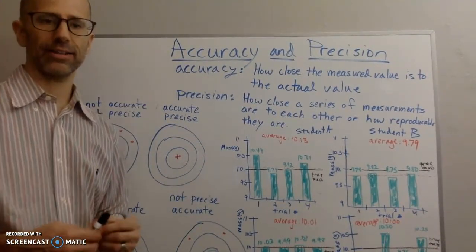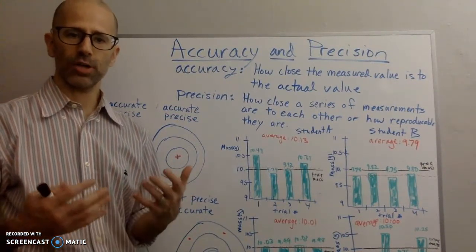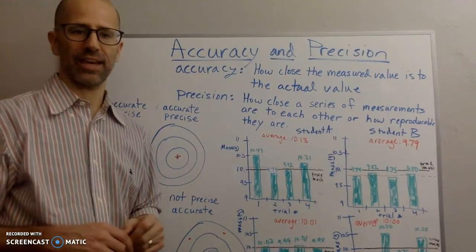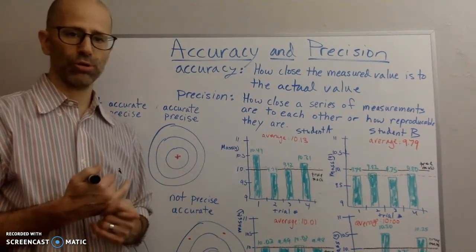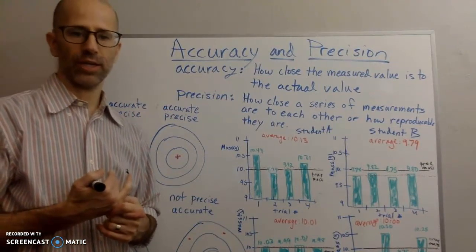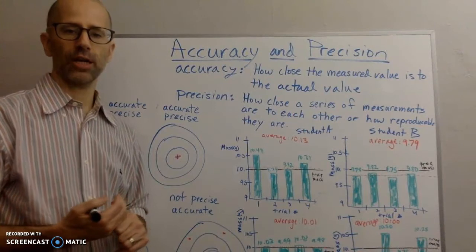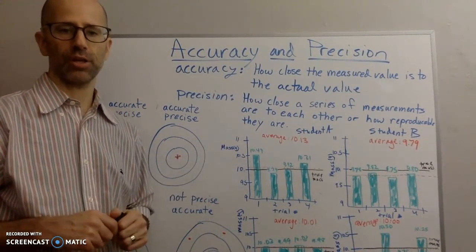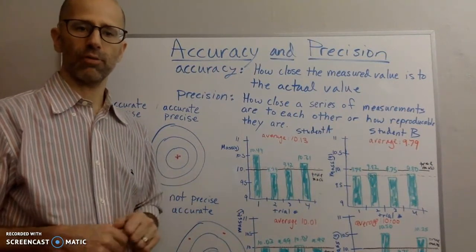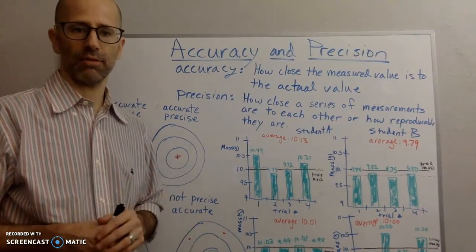I hope that clarifies when we're talking about accuracy and precision in data, we're referring to either how close the value is to the actual value, accuracy, or we're talking about how close the individual measurements are to each other, and that would be more related to precision. Okay, and the repeatability of the data.